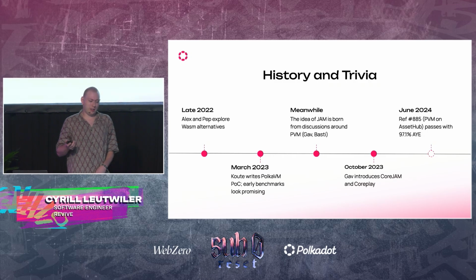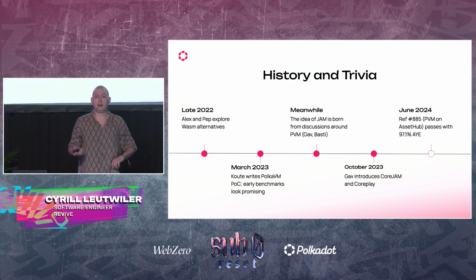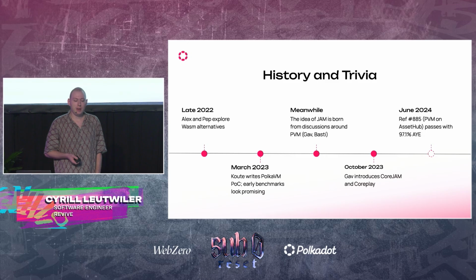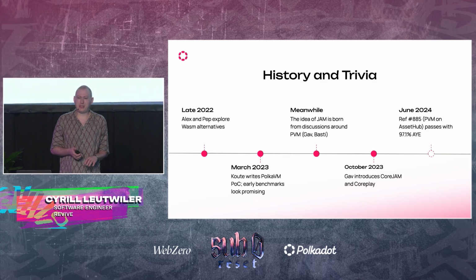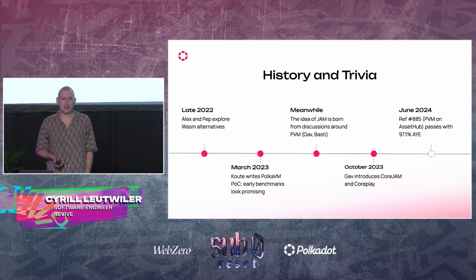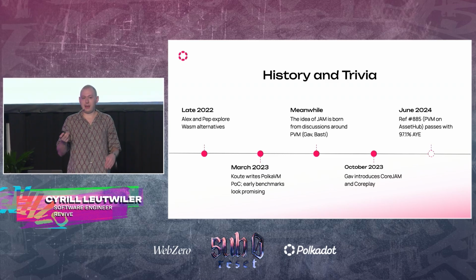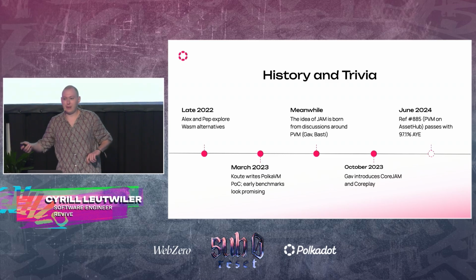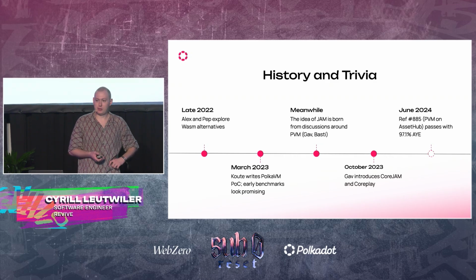In late 2022, around 2 years ago, Alex and Pep started exploring alternatives to WebAssembly, because we discovered that WebAssembly might not be the most ideal bytecode format for contracts. So they explored BPF, and BPF turned out to also not be a very optimal choice. And so they started thinking, okay, what if we had a RISC-V based contract bytecode? It turns out that it's actually surprisingly easy to do.